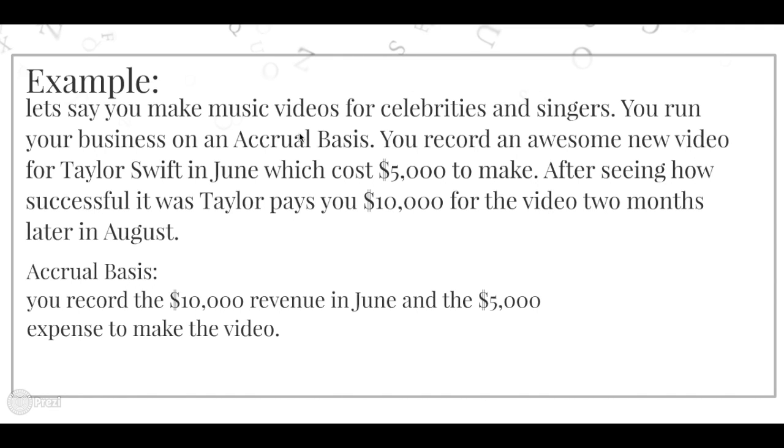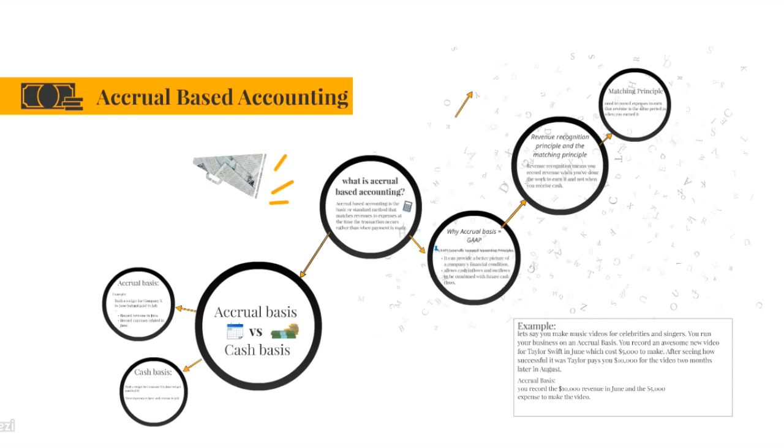If you operated on a cash basis, you would show $5,000 expenses for making the video in June and no revenue until August. By using the accrual basis, investors, bankers, and the owner have a better sense of how the business is performing.